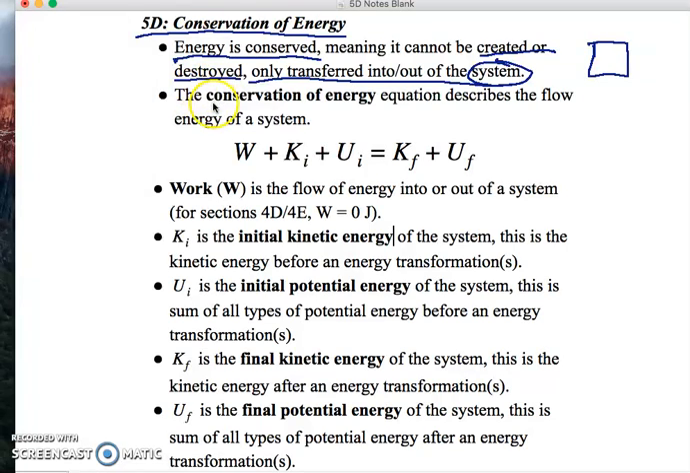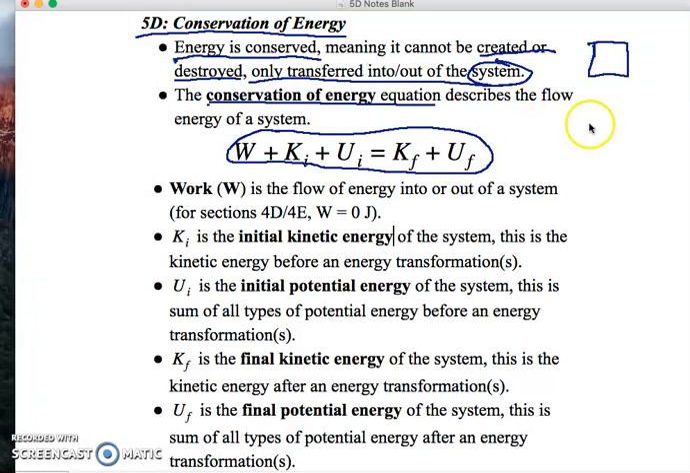So the next thing is the conservation of energy equation. And what that is, it describes the flow of energy in a system. This is it right here, that's the equation. And again, there's a lot of terms, we're going to go through each one.